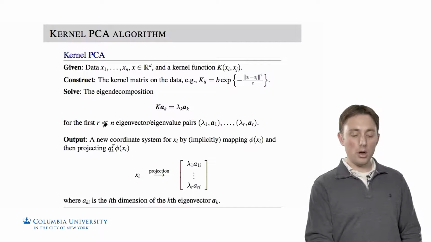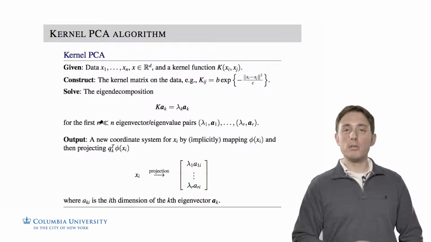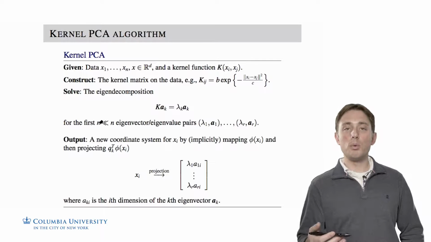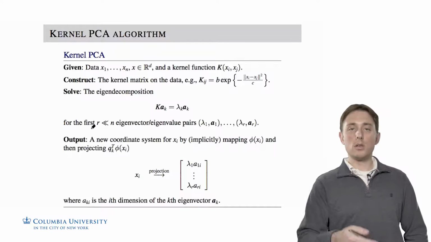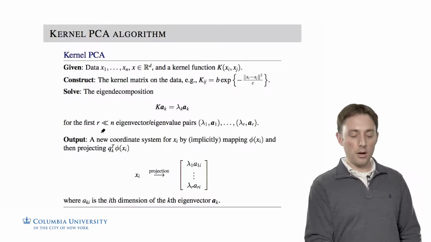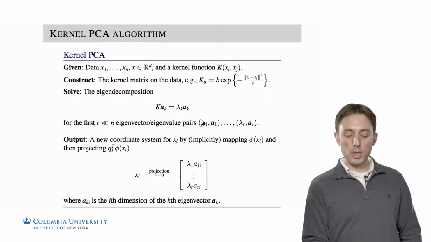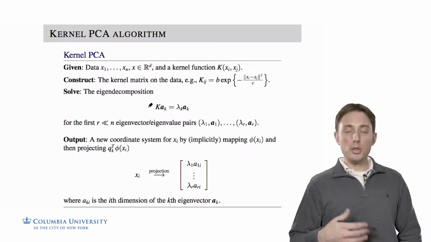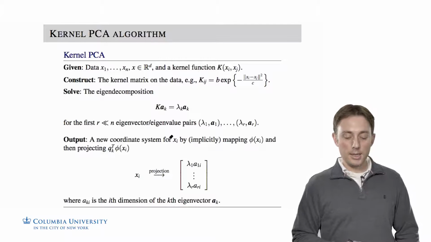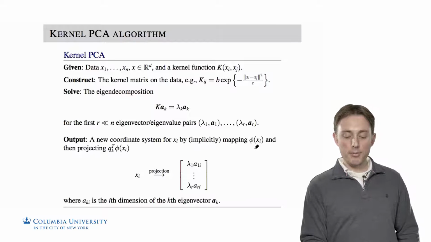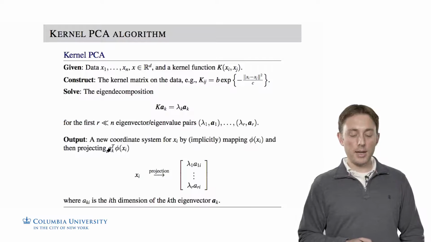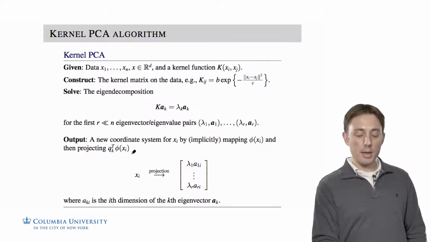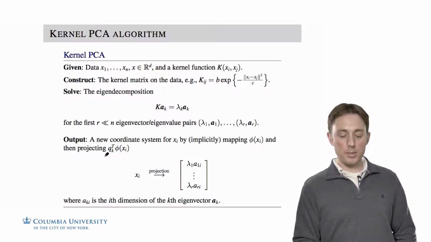And we do it for the first r eigenvalue and eigenvector pairs, whatever r is. So r is the dimensionality we want to project the data into. If we want to project it into 3 dimensions, then r is equal to 3. We get the first 3 eigenvalues and eigenvectors of the kernel matrix K. And now we output a new coordinate system where we've taken our vector xi. Implicitly, we've mapped it up into this high dimensional space and learned r different eigenvectors there in that higher dimensional space, and then projected that data back down into the lower dimensional r dimensional space.